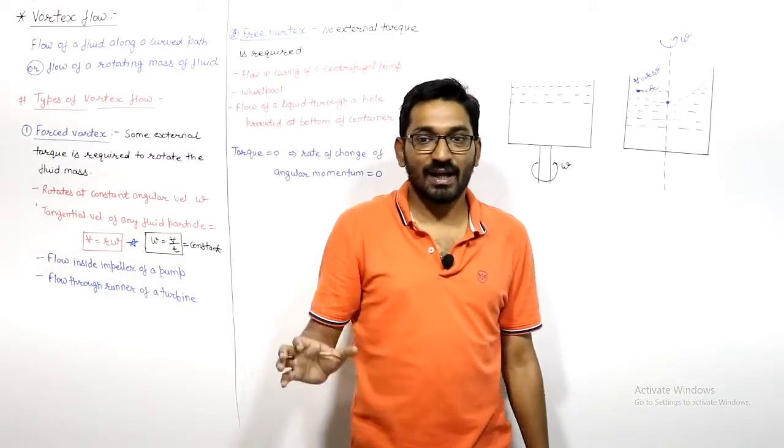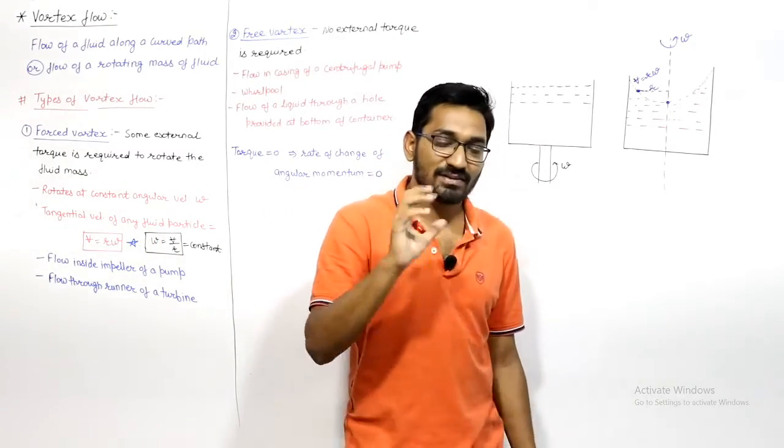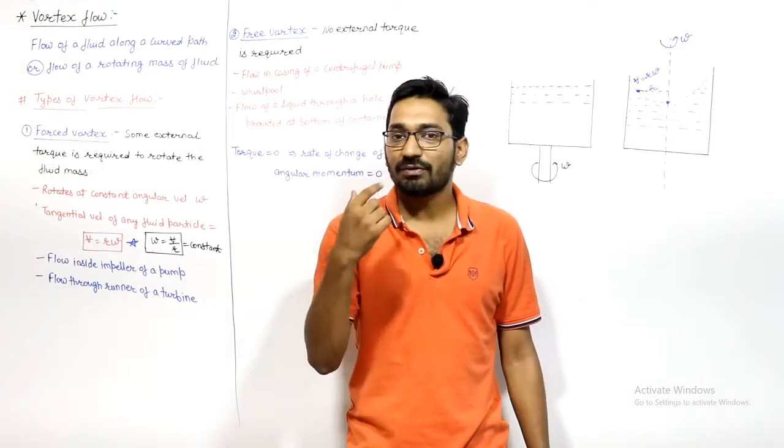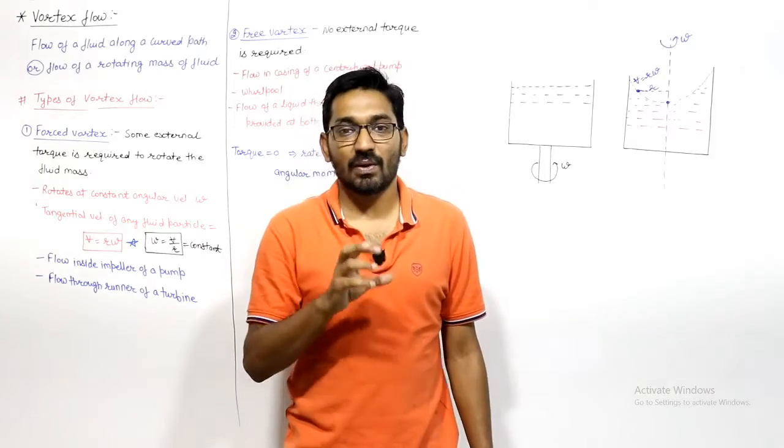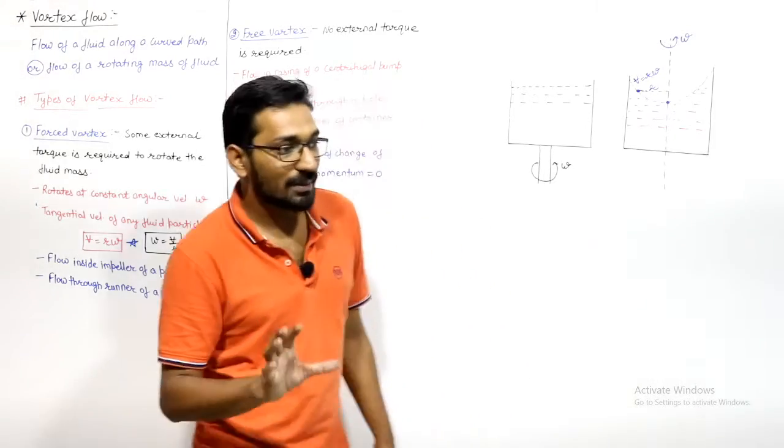You can relate it this way: if you are continuously giving external torque and the fluid is rotating, that is forced vortex. And if there is no external torque and still the fluid is rotating, then it is known as free vortex flow, right? So this is the basic difference between them.